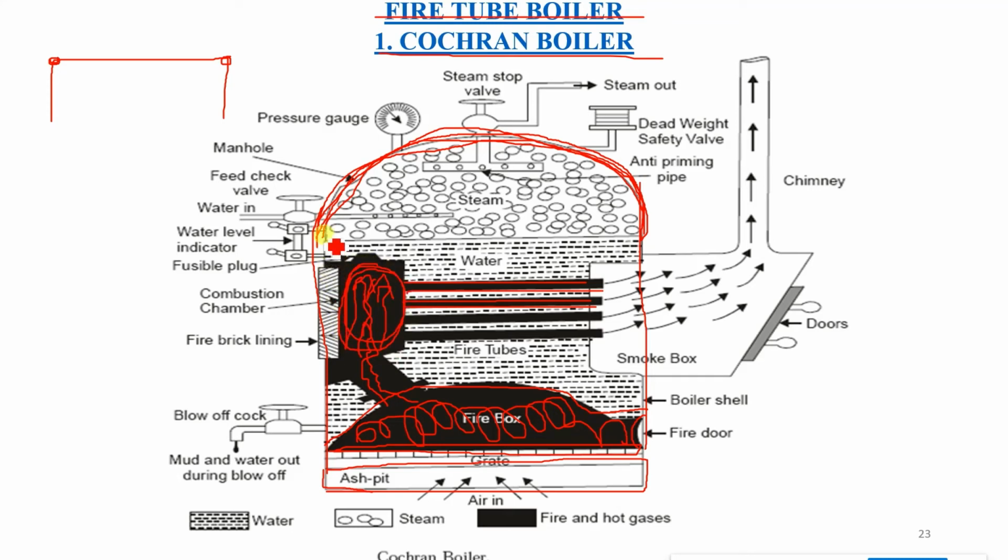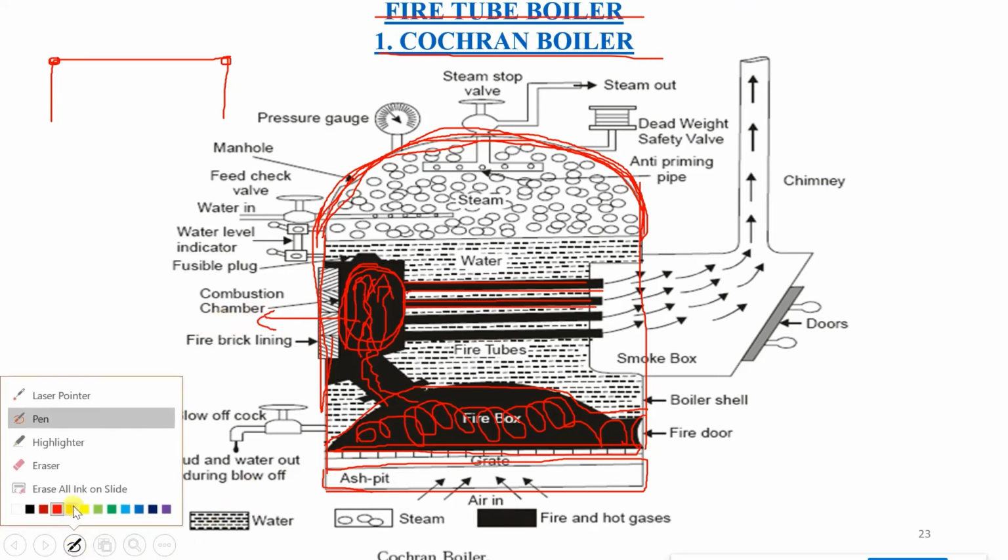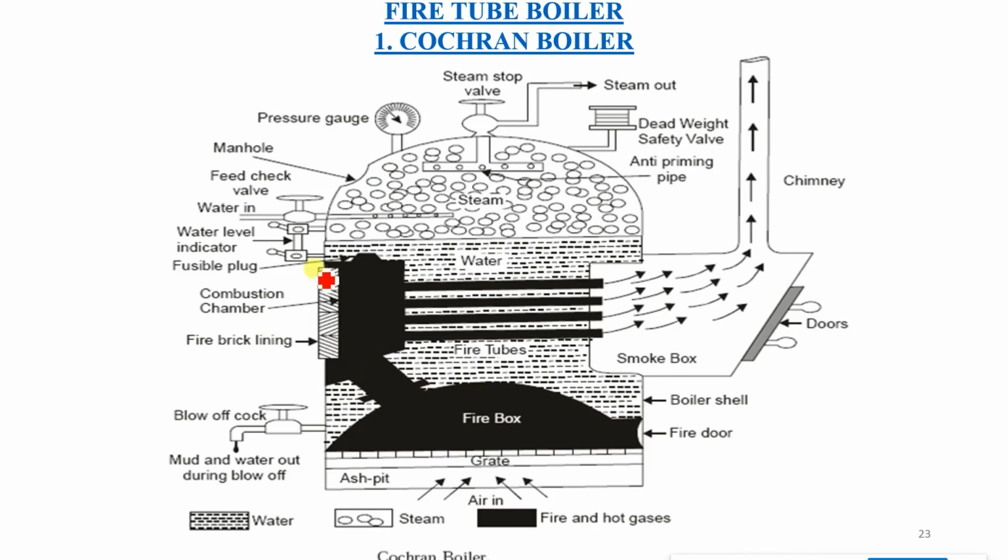If this combustion chamber has a metal edge, then the heat will be directly rejected to the atmosphere. Therefore, heat loss may take place. To avoid heat loss, this combustion chamber is provided with brick linings. The outer wall of the combustion chamber is made up of brick to avoid heat transfer to the atmosphere and to save the heat.